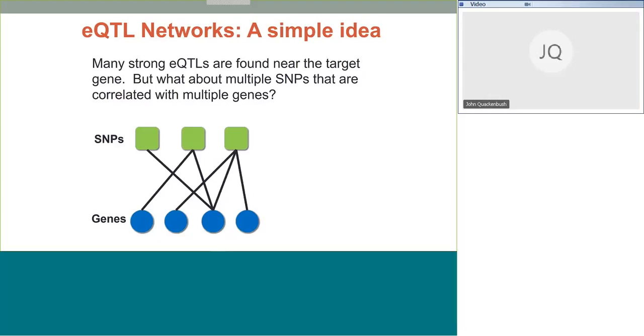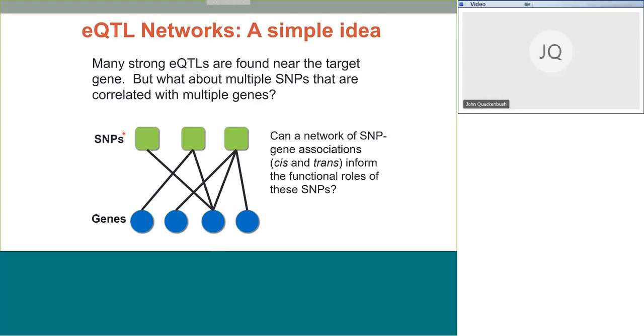So we can have one SNP that seems to influence many genes, or one gene that seems to be influenced by many SNPs. And the unique thing about this kind of graph is that we don't have associations between SNPs and SNPs, or genes and genes, only between the 2 types of objects. So we're going to draw this graph, and we're going to ask, can this set of associations actually inform our understanding of how these SNPs are influencing expression and ultimately altering function in this model of chronic obstructive pulmonary disease?